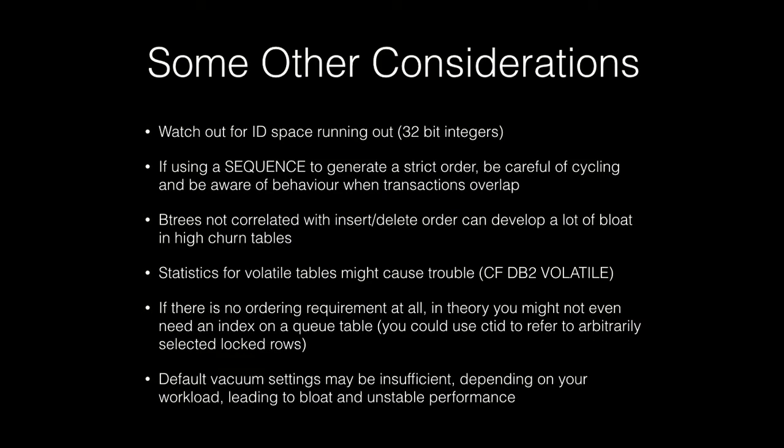Right, so if there's no ordering requirement at all, in theory, you don't actually need to have any indexes on a queue table if you're prepared to just use the CTID to refer to individual rows that you select and lock. Although some people might not be very comfortable with having a table with no primary key or unique identifier, for aesthetic reasons or others.